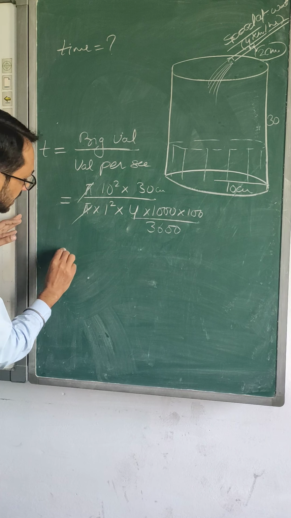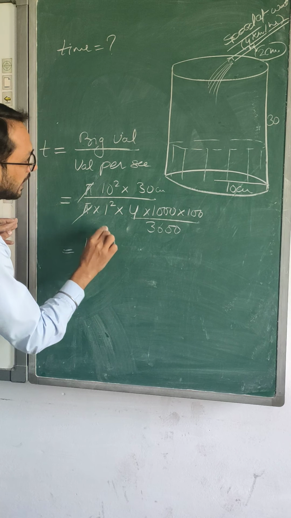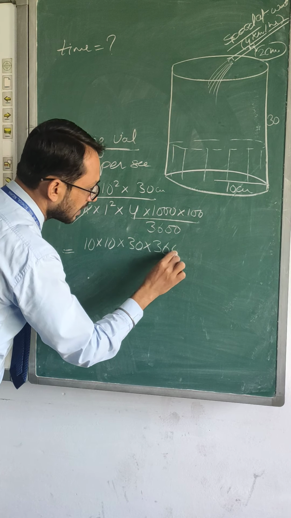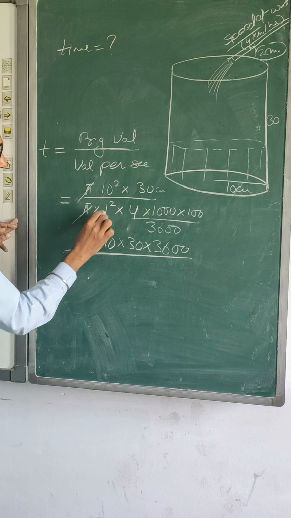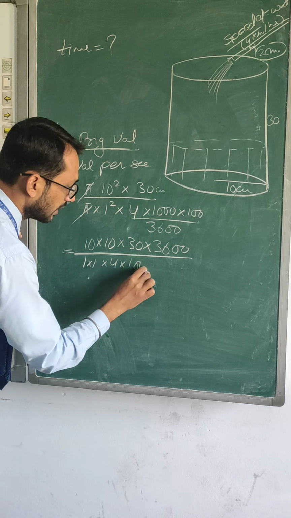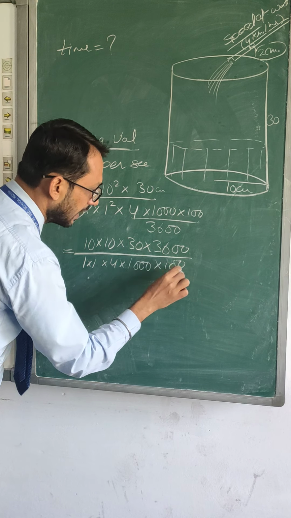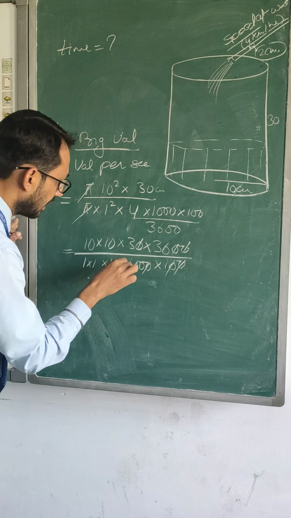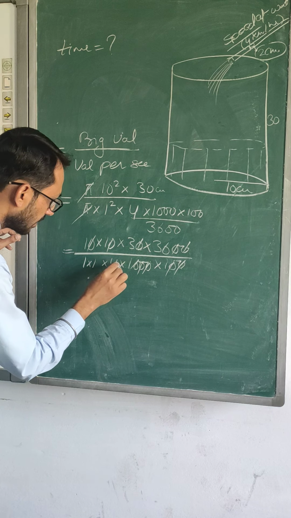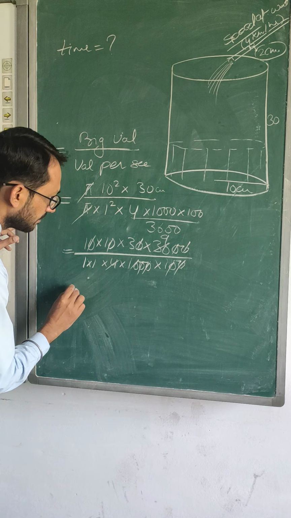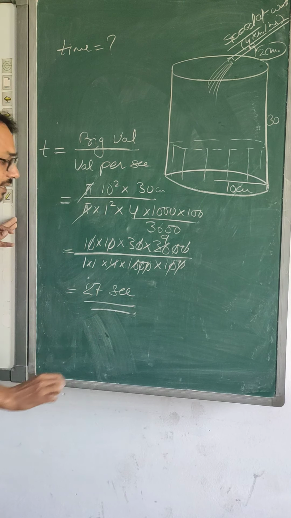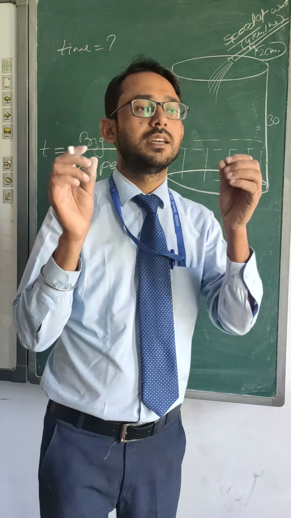Pi and pi will get cancelled. Now it will be 10 into 10 square, so 2 times 10 into 30 into 3600, must be divided by 1 into 1 square into 4 into 1000 into 100. Let us cut the zeros so that the calculation becomes easy. It comes to 27 seconds to fill this tank.